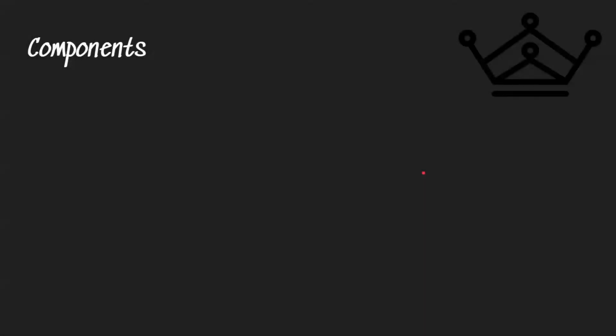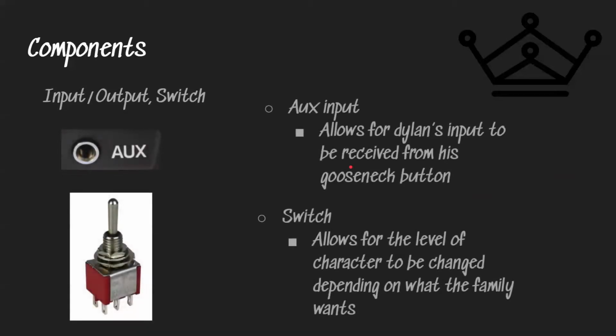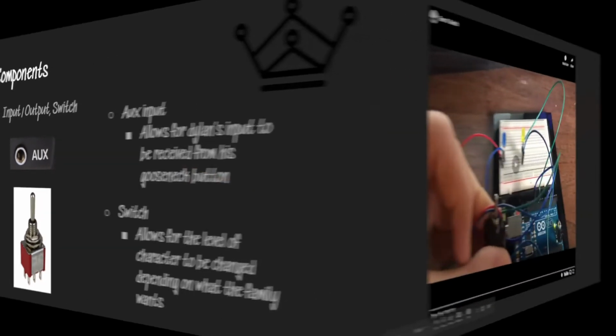Two more critical components in our design include our input and switch. The input into our system takes the form of an auxiliary input. This input is crucial to our design as it provides the connection between Dillan's button and our system. The next part is the switch, which is a 3-mode on-off-on switch. A 3-mode switch allows for there to be a low, medium, and high-level character selected by Dillan's family.